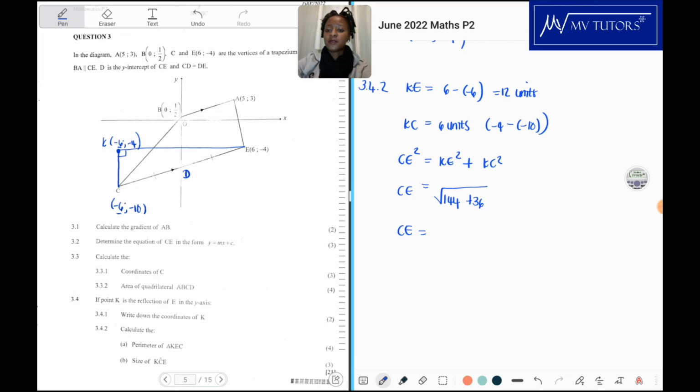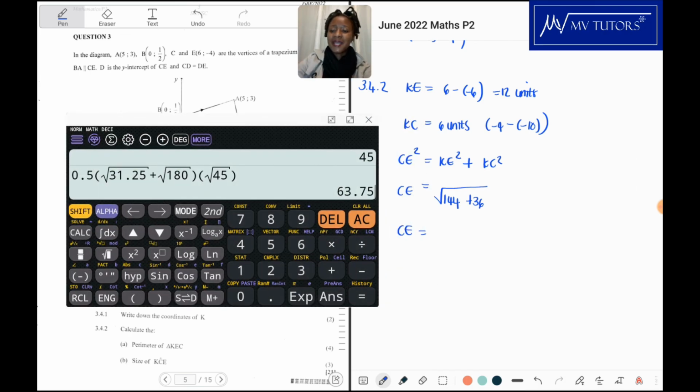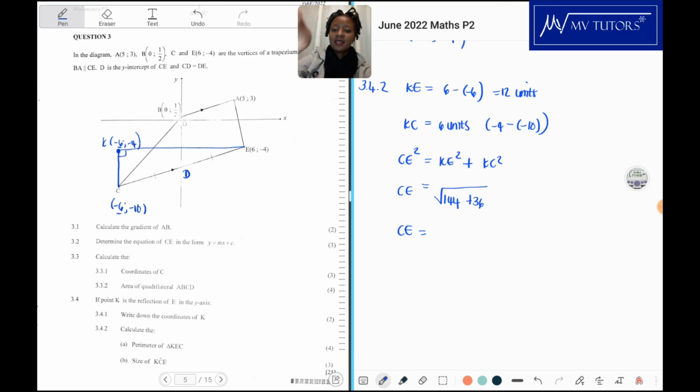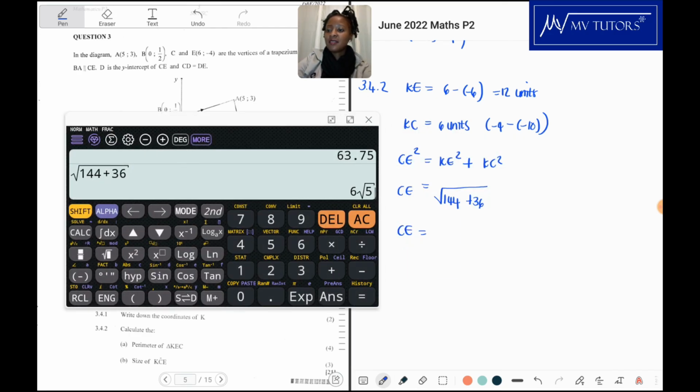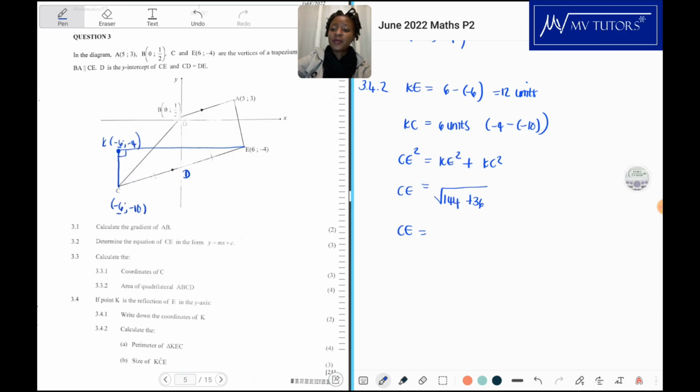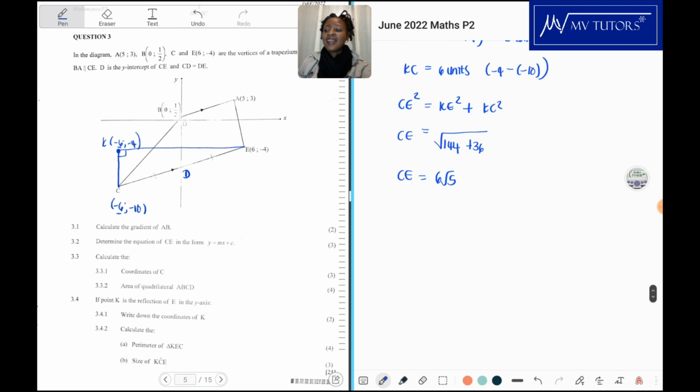Okay, so 144 plus 36, what is that? Is it 180? Yeah, so we have the square root of 180. That's CE. Okay, let me see. Okay, 6 root 5. I think I prefer that. I don't want to start rounding off now. And now we can get the perimeter. These questions are long, and it's only 4 marks. Can you believe these people?